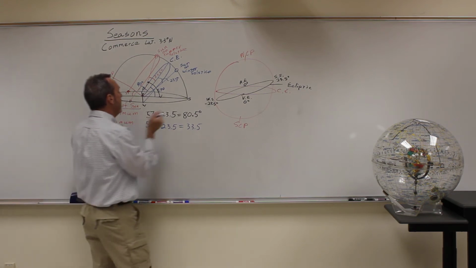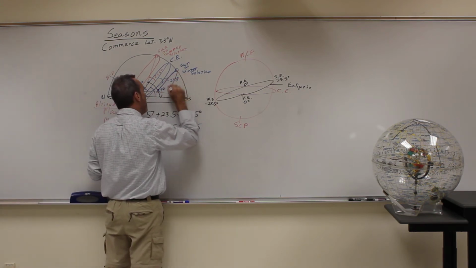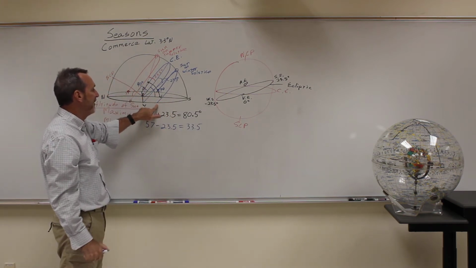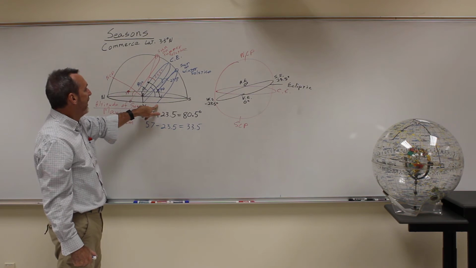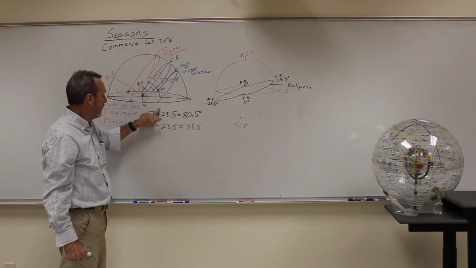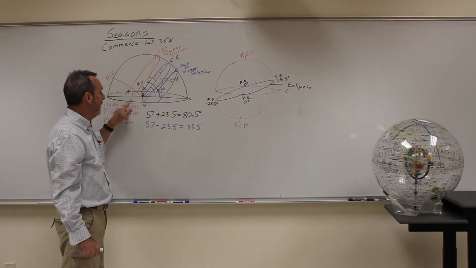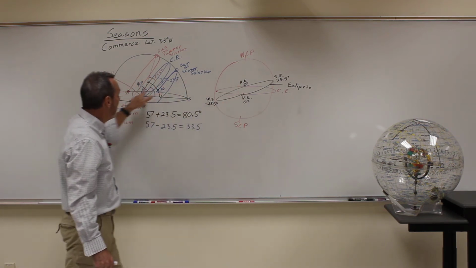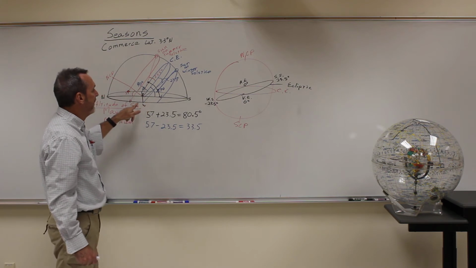In the winter, it's going to go from below to below, so it's going to rise in the southeast and set in the southwest. And so this is less than half a circle. This is more than half a circle. And on the equinoxes, the sun is exactly on the celestial equator.